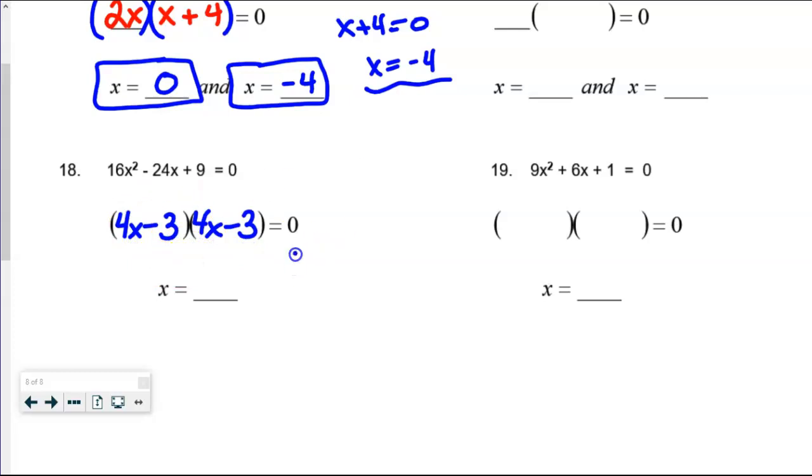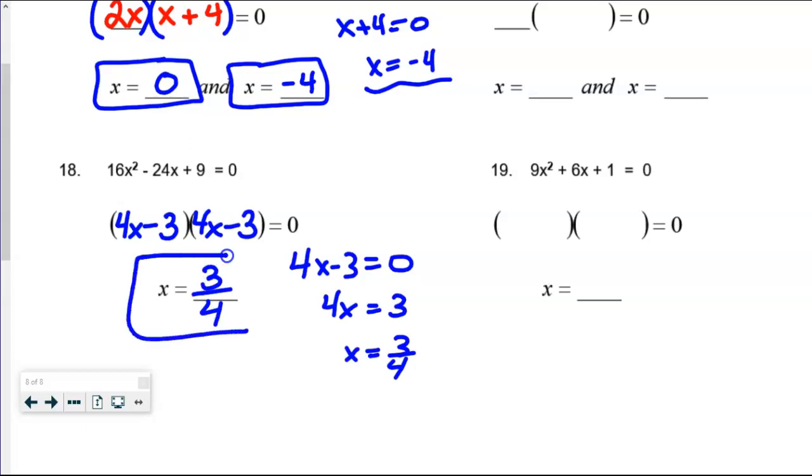So this is unusual because when you take your factor, which happens to be the same factor, just shows up twice, and you solve it, you only get one answer. You just happen to get it twice. So that's why you're going to see only one answer blank for x equals, because it's just the same answer that shows up twice.